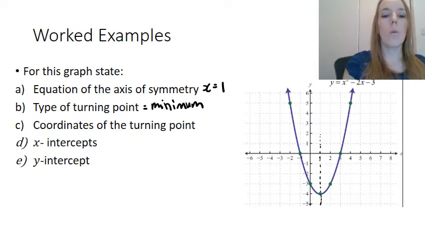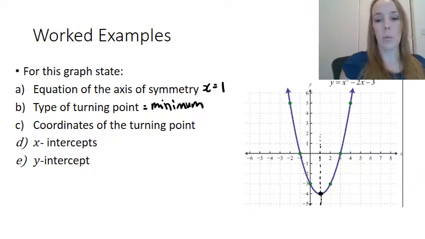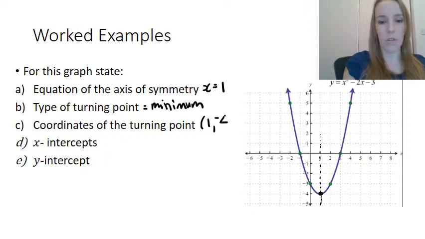Okay, the coordinates of the turning point. Our turning point is here, at the bottom of our axis of symmetry. So what are the coordinates there? The x coordinate we know is 1, and the y coordinate, if we go across, is -4. Our x-intercepts, where does it cut the x-axis? It cuts at -1 and 3.